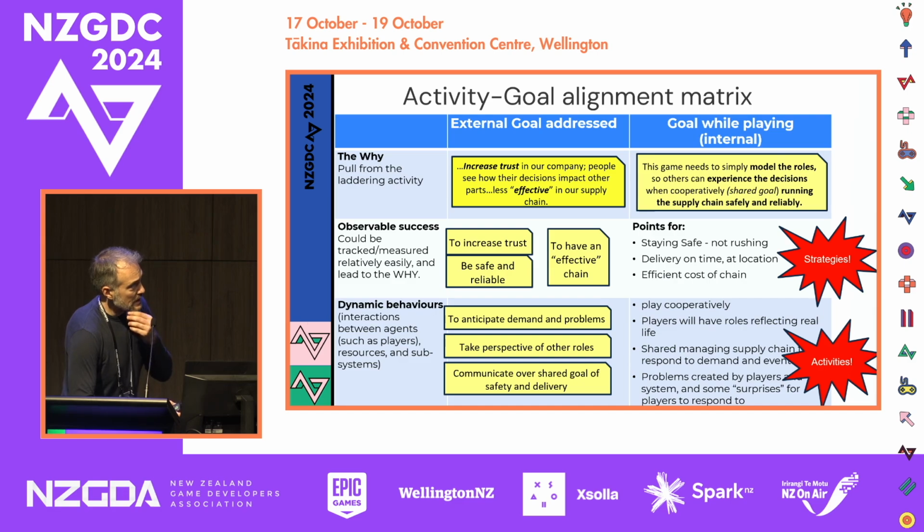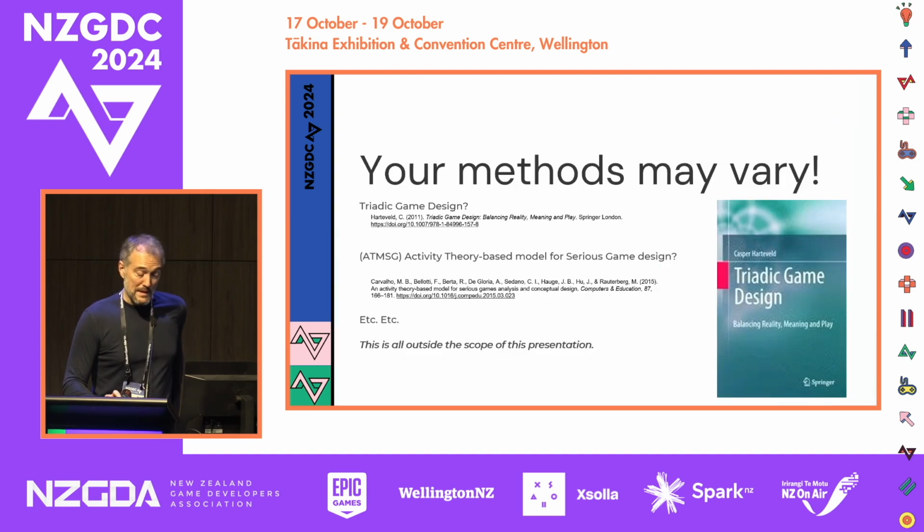So if you're looking at just saying, what are the games? The strategies that you can do in the game are going to be linked to the kind of goals that you've got, and the actual activities you're going to be doing in the game are related to the dynamics that you want down there. So as I said, your mileage may vary, your methods may vary, and actually going about that part of this. Here's some examples that I can recommend to you. Tracy Fullerton's Game Design Workshop is a book you can get. It comes with some worksheets and workshops you can do. The activity theory-based model for serious game design.